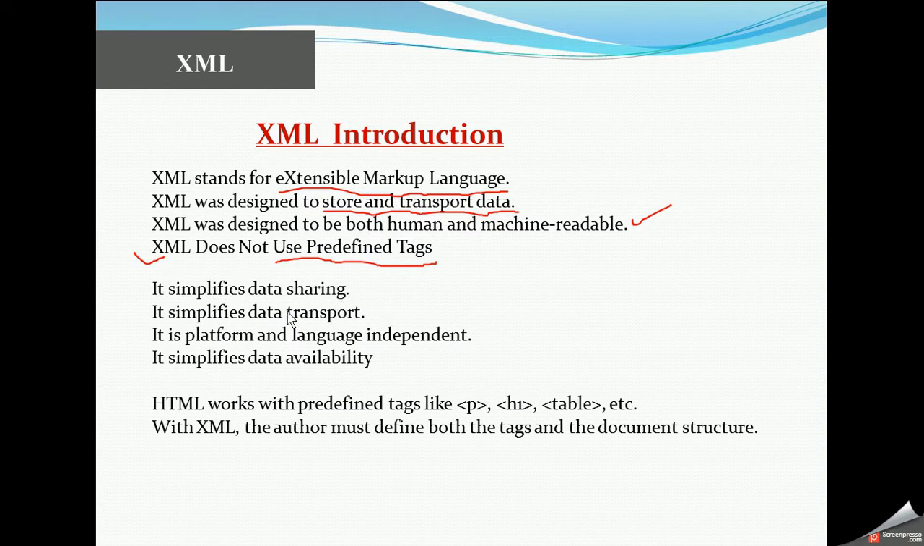Now you can see that XML simplifies data sharing. Suppose I want to share some data with the help of a web page, XML simplifies it. It is also used for data transportation. XML is platform and language independent, and it is very easy since all the data is available to us. So you can say that XML is an extensible markup language. It is used to store and transport data. XML simplifies data sharing and data transport. It is platform and language independent. XML does not use predefined tags; HTML uses predefined tags, but XML does not.